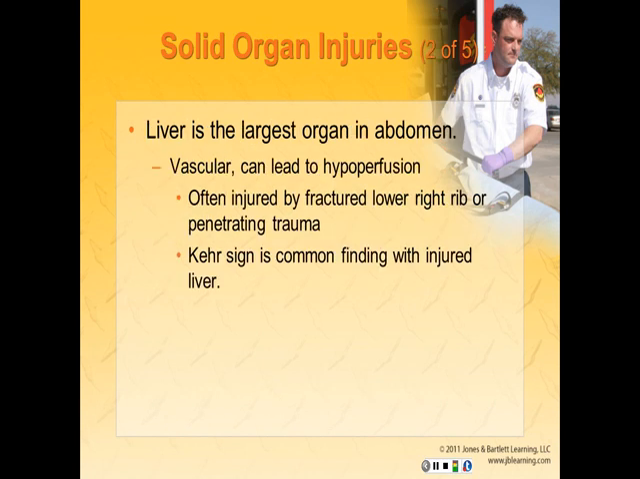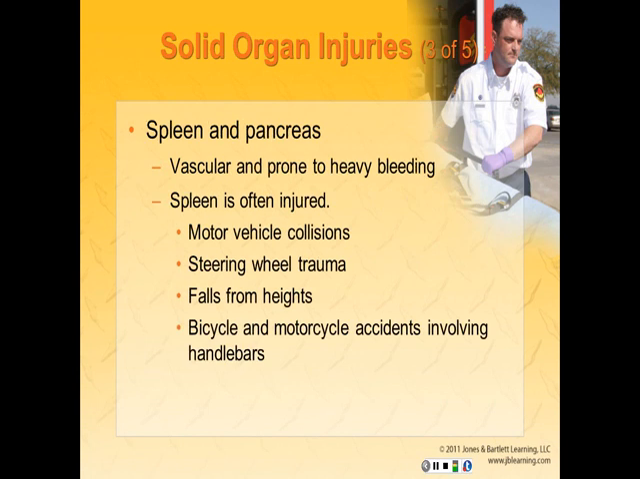A common finding during assessment of patients with an injured liver is the Kehr sign, which is left shoulder pain caused by blood in the peritoneal cavity. The spleen and pancreas are also very vascular, and both are prone to heavy bleeding when fractured, lacerated, or punctured. The spleen is often lacerated in motor vehicle collisions, especially in cases of improperly placed seat belts, steering wheel trauma, and falls from heights or onto sharp objects. Bicycle and motorcycle accidents where the patient hits the handlebars on impact are another type of mechanism.